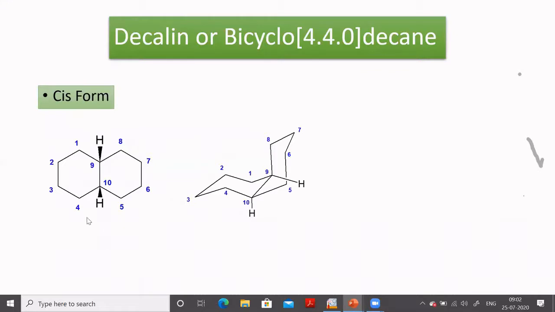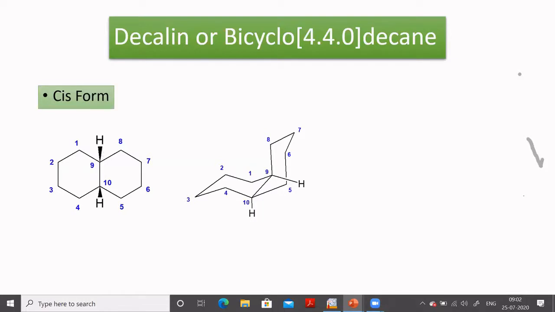This way of drawing, we call it the planar formula. This way of drawing, we call it the perspective formula. This is actually giving you the idea about the arrangement of atoms. Since the two protons are on the same side in the planar form, we are drawing them with wedge bonds.